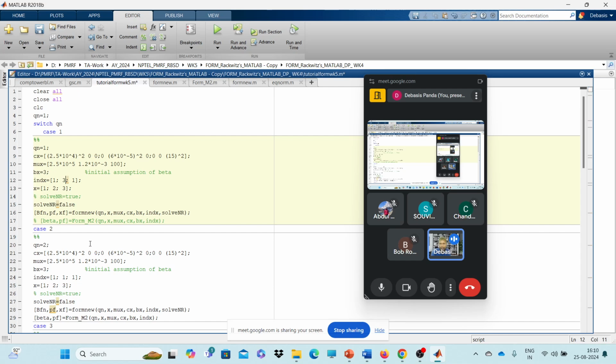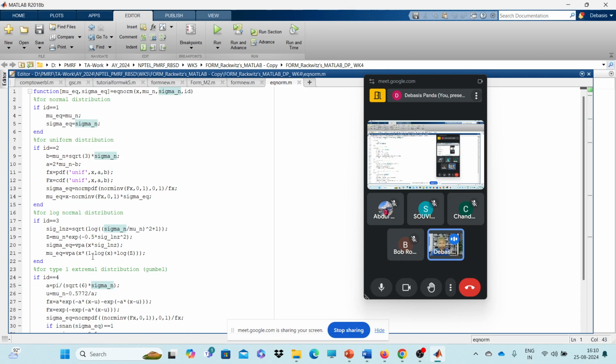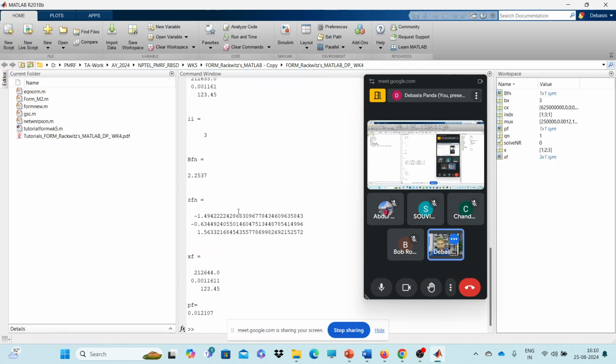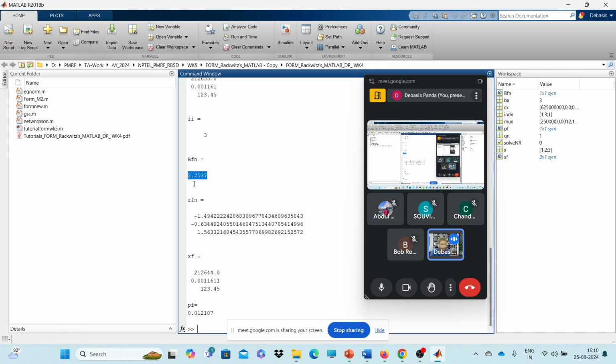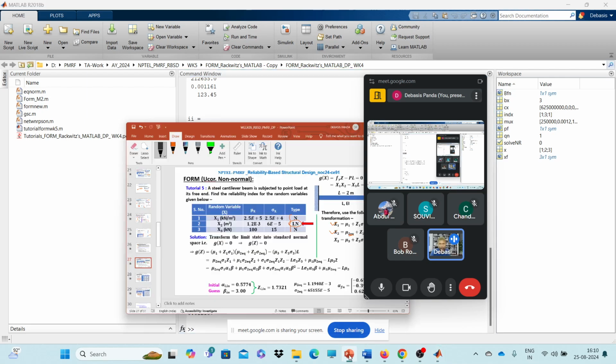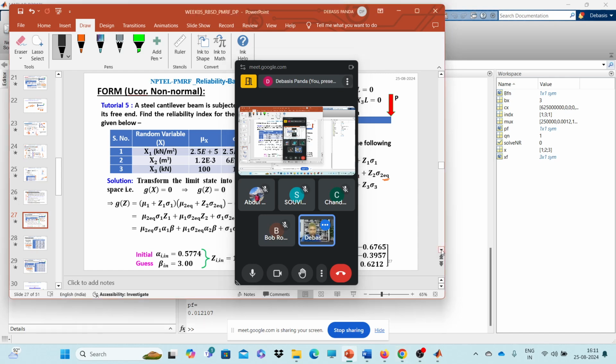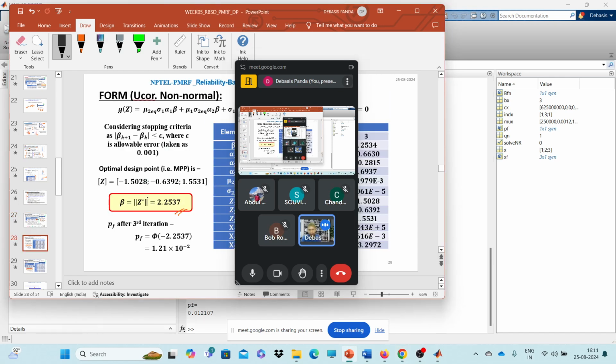So for the log normal case, I think 3 was the log normal case, right? Yeah, 3 is the log normal case. So here I have changed this index, meaning my second random variable is log normal. Okay, now run it. Now, obviously, look, beta has changed to 2.2537 and pf has changed, and these are the same values we calculated earlier, 2.2537.